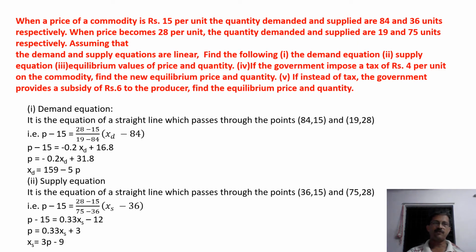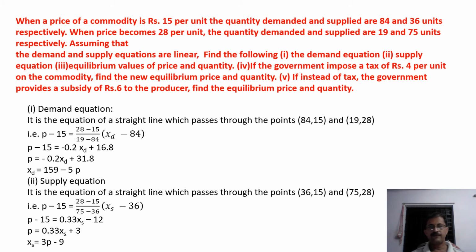Next, when the price of a commodity is rupees 15 per unit, the quantity demanded and supplied are 84 and 36 units respectively. When price becomes 28 per unit, the quantity demanded and supplied are 19 and 75 units respectively. Assuming demand and supply equations are linear, find the demand equation, supply equation, equilibrium values of price and quantity. Then if the government imposes a tax of rupees 4 per unit on the commodity, find the new equilibrium price and quantity.